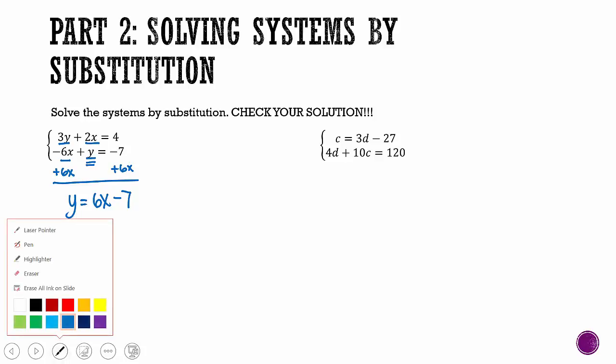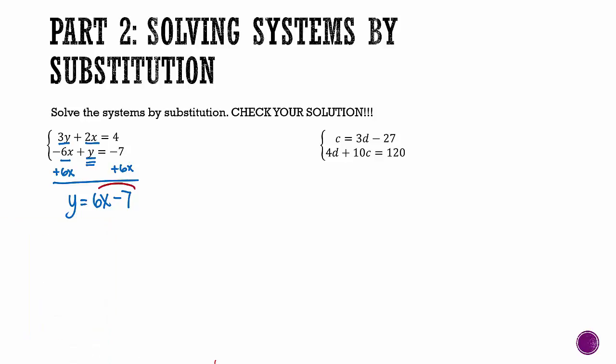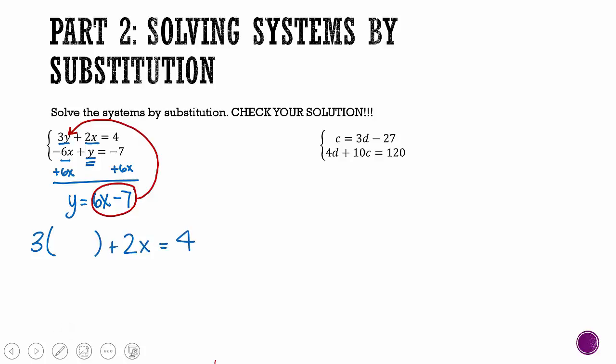So remember, once you have it solved, you're going to substitute. Now this is very important. You cannot substitute it back into the equation you just messed around with. You got to substitute it into the other one. So I'm going to come back up here, and wherever I see y, I'm going to replace it with 6x minus 7. So everything stays the same. The 3, the 2x, the equals 4. But instead of y, I'm going to write what y equals, which is 6x minus 7.